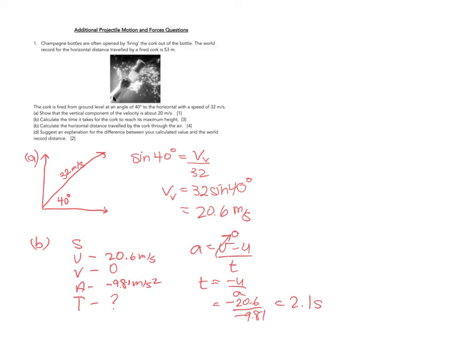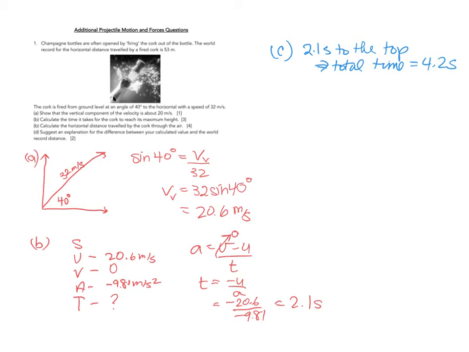So part B, well actually it's the second B, I don't know why I don't have a C, but anyway, it says calculate the horizontal distance traveled by the cork through the air. Now what I want you to think about is it takes 2.1 seconds to get up to the top, and then it's going to take another 2 seconds to come right back down again. Now, I know I was saying about making sure you keep your horizontal and your vertical information separate, but time is the one that's exactly the same in both directions because it's a scalar.